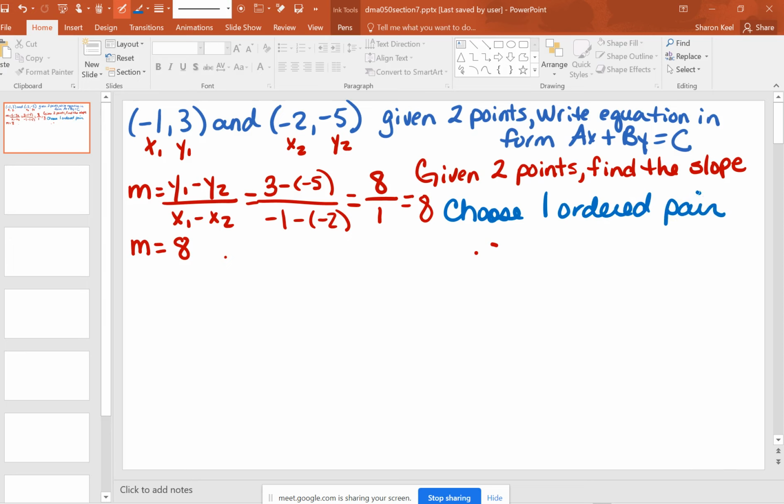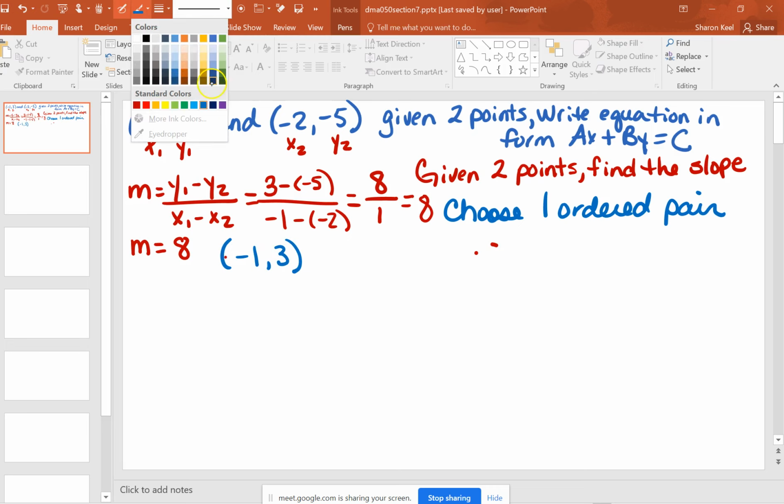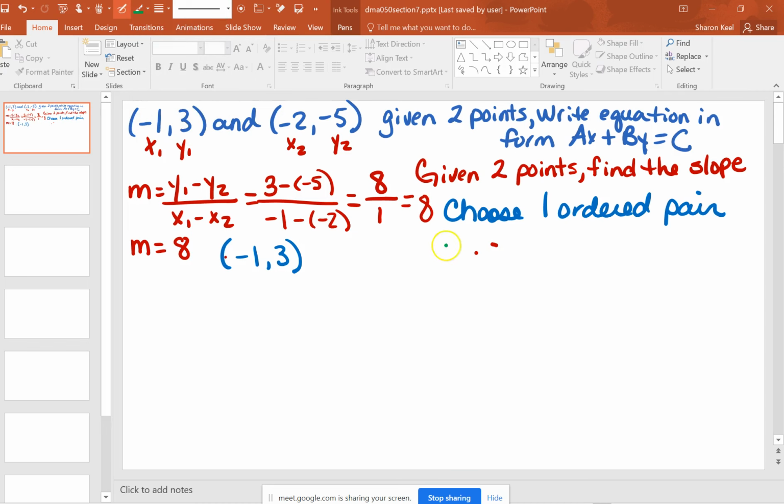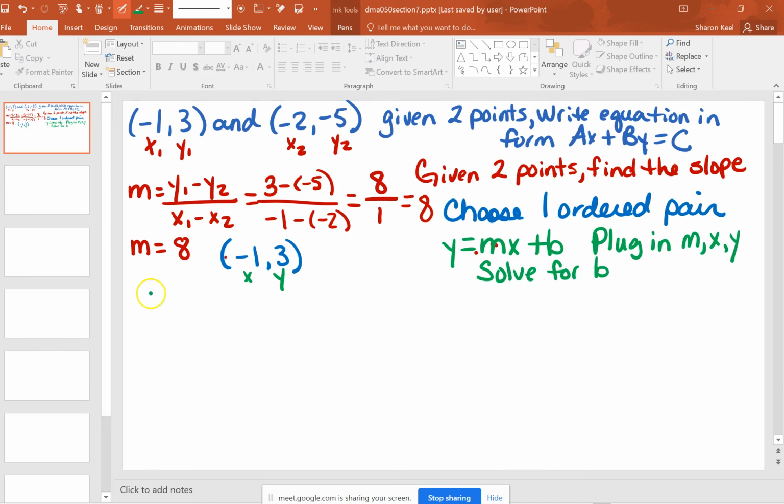It can be either one, it does not matter. After you choose one ordered pair, we are going to utilize this equation, y equals mx plus b. We are going to plug in the m, the x, and the y. Those are the values that we have. We're going to plug in those three to find b, just like I did a moment ago.